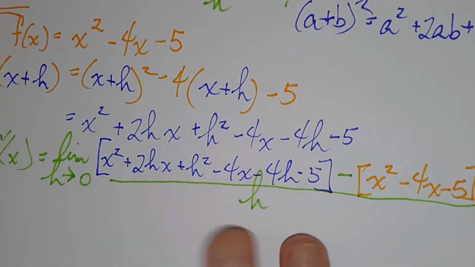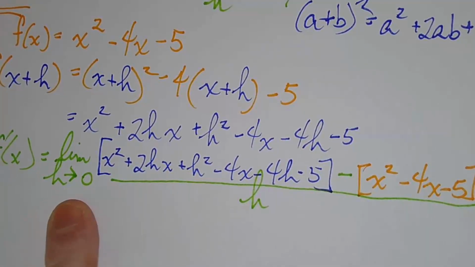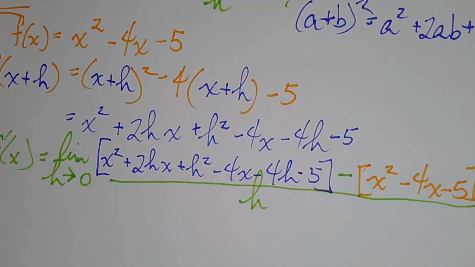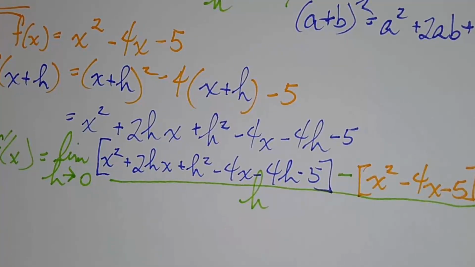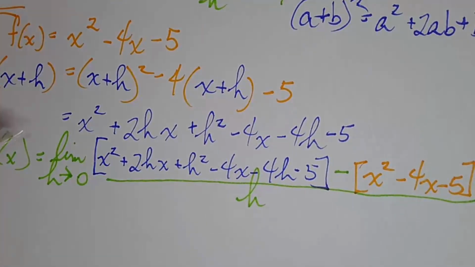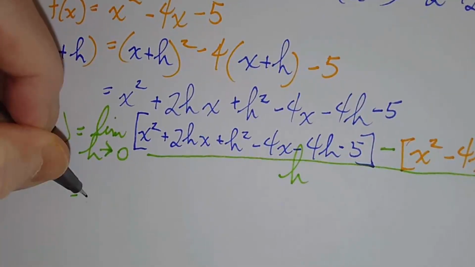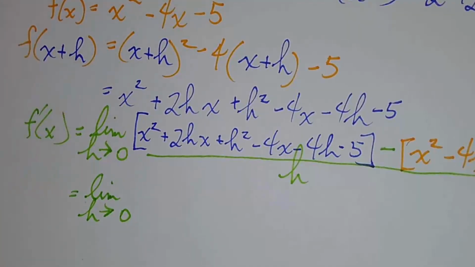The reason that we go through all of these steps before we can evaluate this limit is that this fraction is not allowed to be undefined. And if h were 0 at this stage, then the fraction would be undefined. So it can't have that. So equals the limit as h goes to 0.